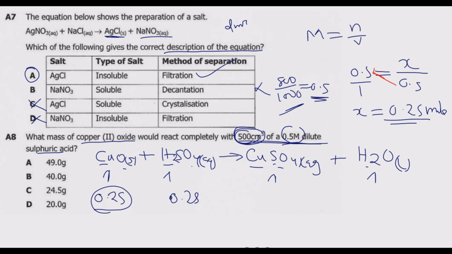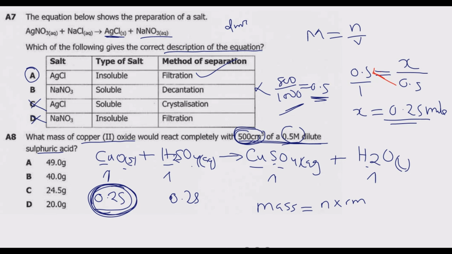This is what we are using. So now, if you are using these moles, what is the mass contained in these moles? We know that to find the mass of this copper oxide, it will be equal to the number of moles multiplied by the relative mass of this compound. So we need to find the relative mass of copper oxide.